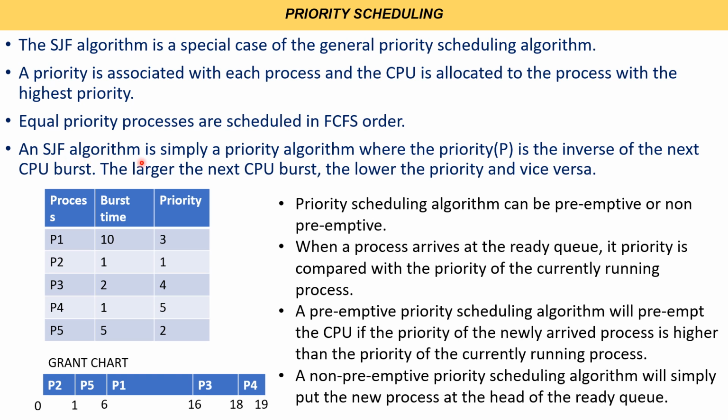An SJF algorithm is simply a priority algorithm wherein the priority is the inverse of the next CPU burst. The larger the next CPU burst, the lower the priority, and vice versa. Priority scheduling algorithm can be preemptive or non-preemptive. When a process arrives at the ready queue, its priority is compared to the priority of the currently running process. A preemptive priority scheduling algorithm will preempt the CPU if the priority of the newly arrived process is higher than the priority of the currently running process. A non-preemptive algorithm will simply put the new process at the head of the ready queue.